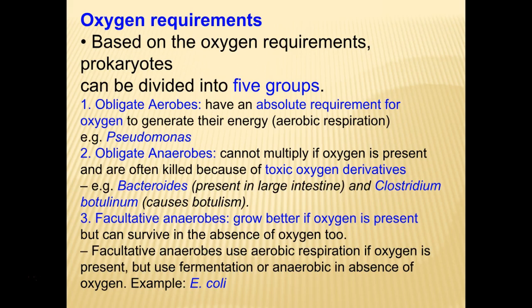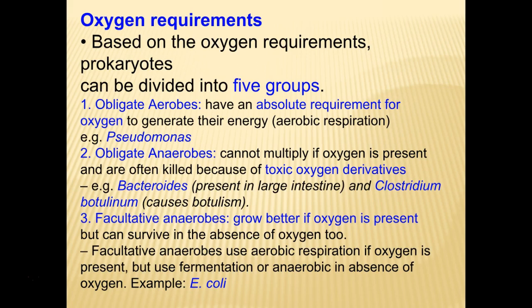Another category is called the obligate anaerobes. So this means that these organisms absolutely cannot multiply if oxygen is present and are often killed because their cells end up making toxic oxygen derivatives. So bacteroides that are present in your large intestine, which is an entirely anaerobic environment, as well as Clostridium botulinum that causes botulism, are 2 examples of obligate anaerobes.